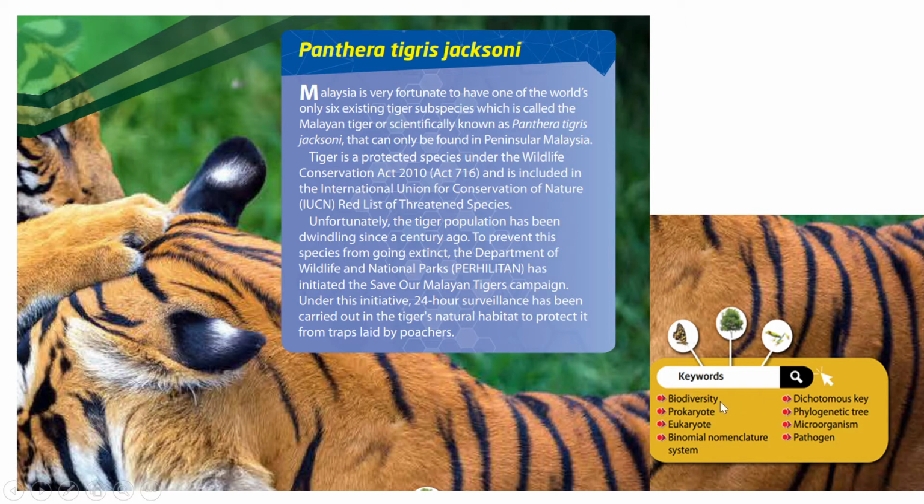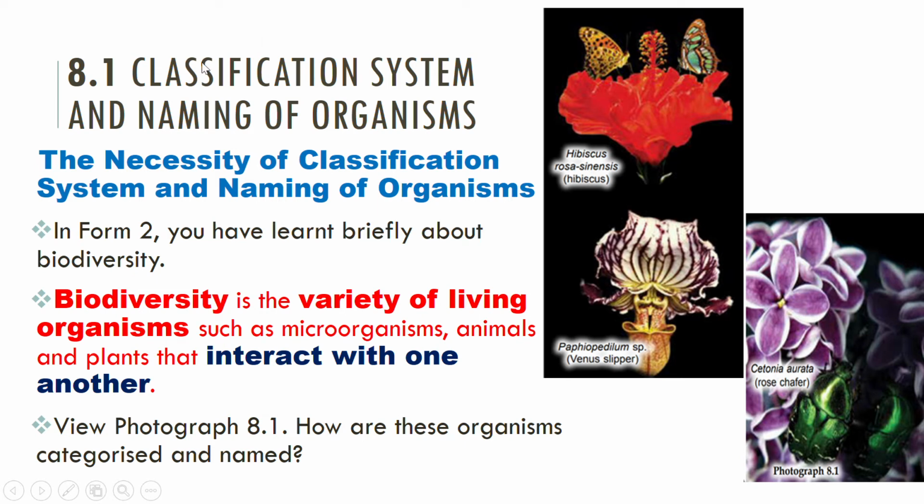So let's look at the keywords here: biodiversity, prokaryote, eukaryote, binomial nomenclature system, dichotomous key, phylogenetic tree, microorganisms, and also pathogen. Okay, 8.1 is on classification system and also naming of organisms. So the question is, why is it necessary? Kenapa perlu sistem untuk klasifikasi dan juga menamakan organisma-organisma ini? Actually in Form 2, you have learned briefly about biodiversity. So let's recall its definition. Biodiversity is the variety of living organisms such as microorganisms, animals, plants, and they interact with one another.